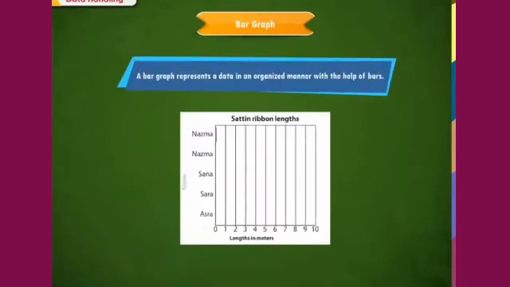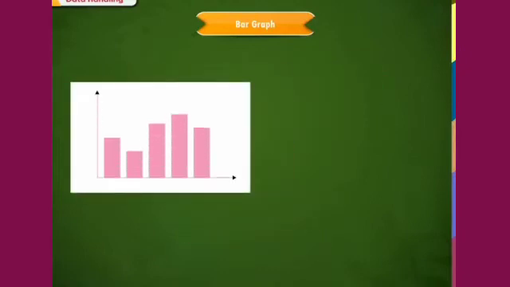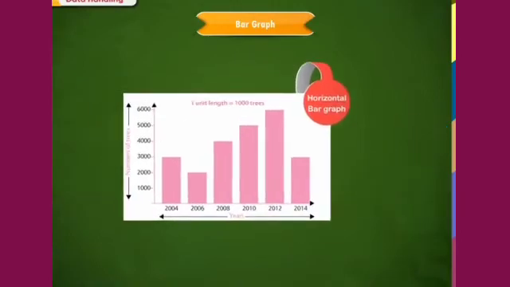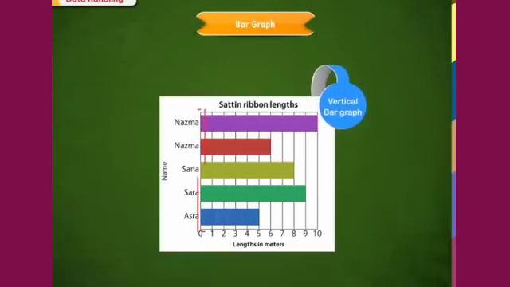Bar graph. A bar graph represents data in an organized manner with the help of bars. A bar graph can be horizontal and can be vertical. A bar graph is easier to draw than a pictograph. In bar graphs, we have two axes. One axis is where the categories are compared and the other axis has the numerical values that represent the values of the data. If the descriptions are on the horizontal axis, then the bars will be vertical. And if the descriptions are on the vertical axis, then the bars will be horizontal.